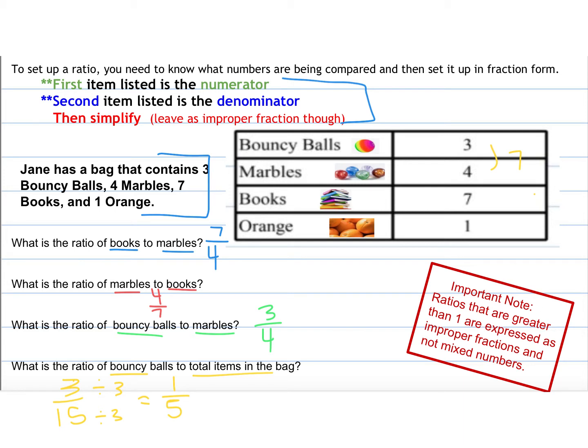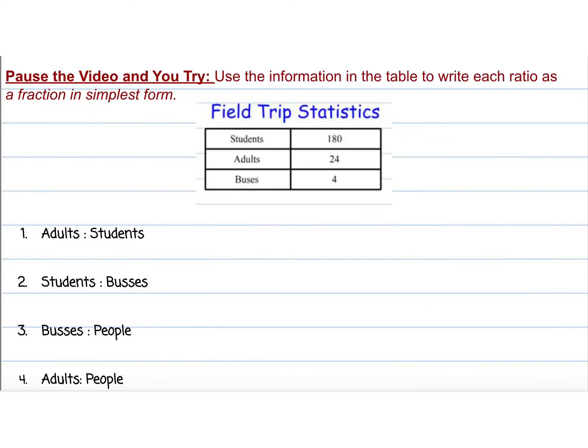And again, remember, so write this down. Ratios that are greater than 1 are expressed as improper fractions, not mixed numbers. So keep your ratios as improper fractions every time. Okay, so here at this point, I want you to pause, try these on your own, and then come back and check your answers. So you're going to use the information in this table to write the ratios as a fraction in simplest form. So pause, try them, and then watch your way through.